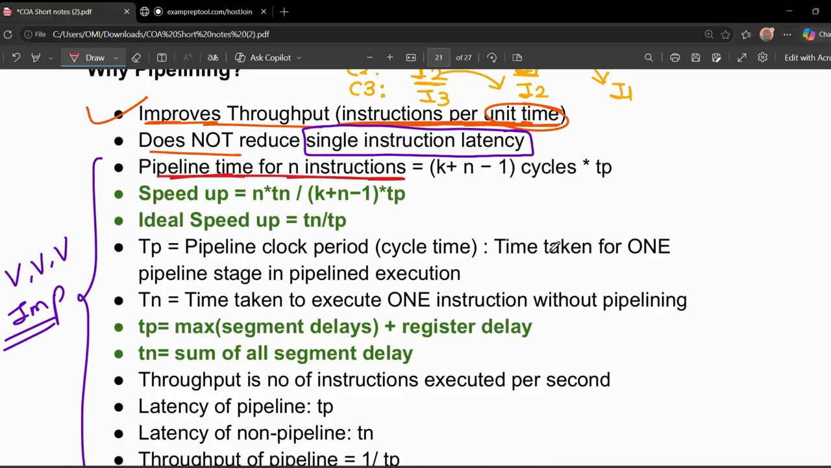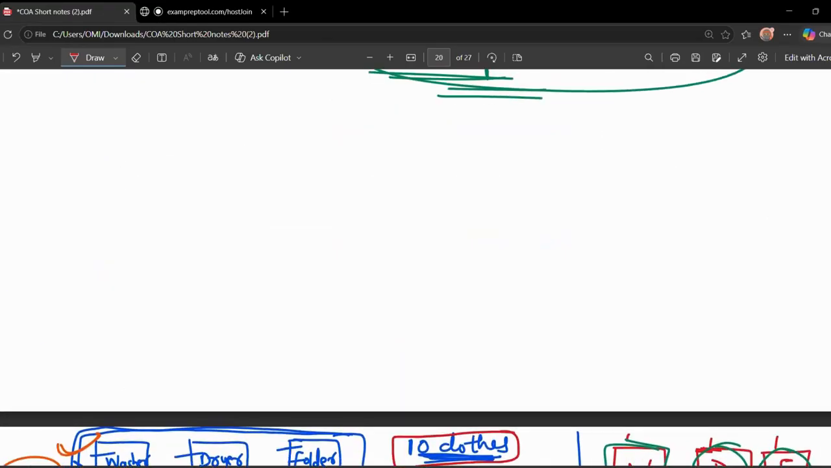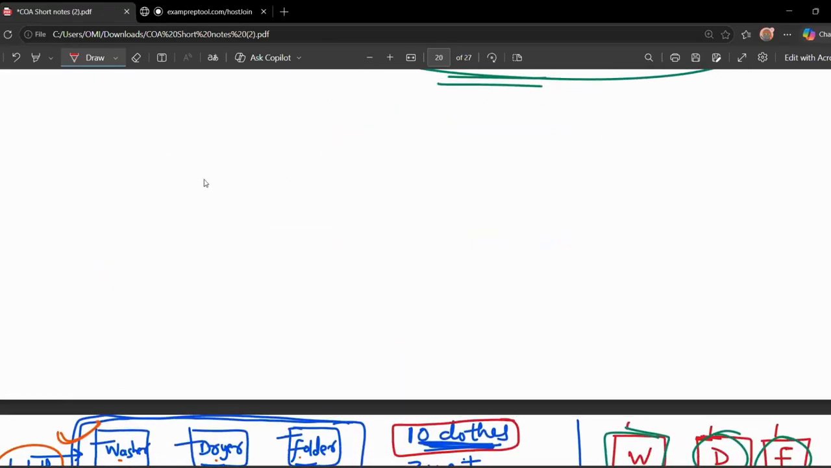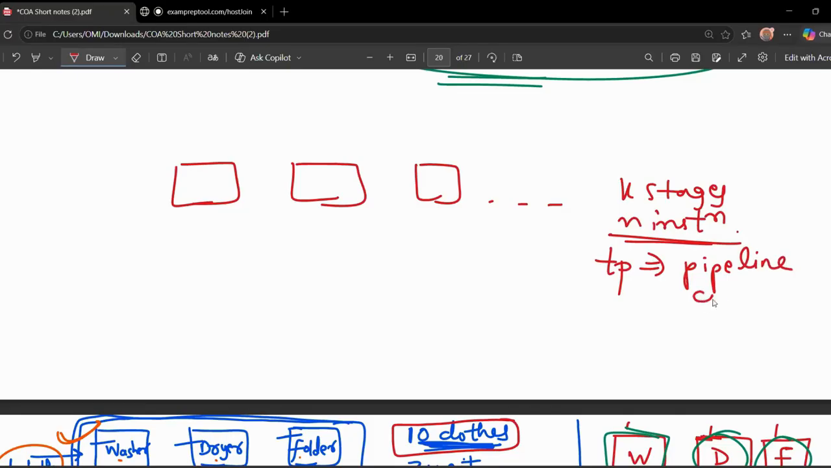See how we are writing it. So let's say you have k stages, and you have n instructions. So tell me how to find it. And TP is the pipeline cycle time. TP is pipeline cycle time.